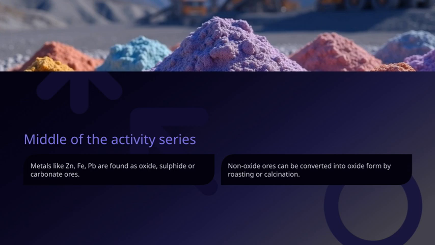Also, it's interesting to note that these metals tend to be located in the middle of the activity series. This positioning tells us that they are more reactive than some metals, but less reactive than others, which affects the methods we use for their extraction. Understanding this helps us optimize our processes and improve efficiency. Overall, these points highlight how the form in which a metal ore occurs and its position in the activity series are key factors in metallurgical processing.